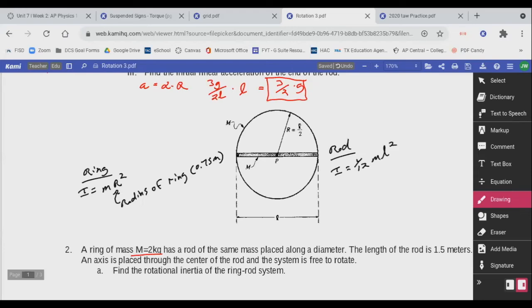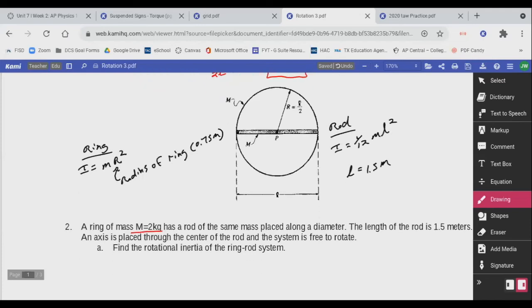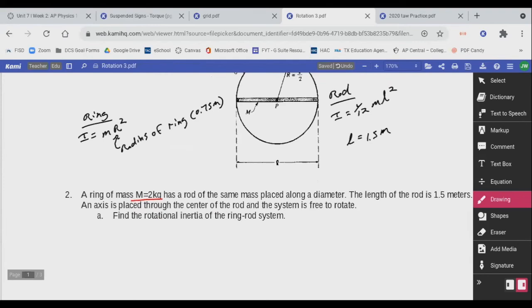All right, a couple of things we're just writing down, just trying to simplify it. We know that we've got a ring. We know we've got a rod. We've identified the formulas for each. We know that the radius is going to be 0.75. We know that the length of the rod is 1.5 meters, so we can say length equals 1.5 meters. Find the rotational inertia of the ring-rod system. Let me scroll this up to where I can get to the answers a little bit better.